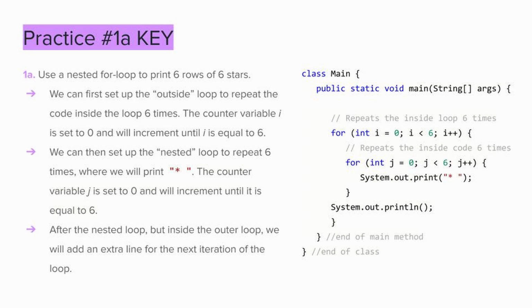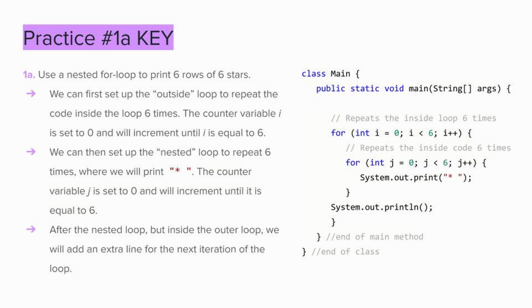You may notice that our counter variable starts at a different number than our example. If you start with i equals 1, your condition should have something like i is less than or equal to 6, or i is less than 7. Generally, the convention is to start your loop with 0.